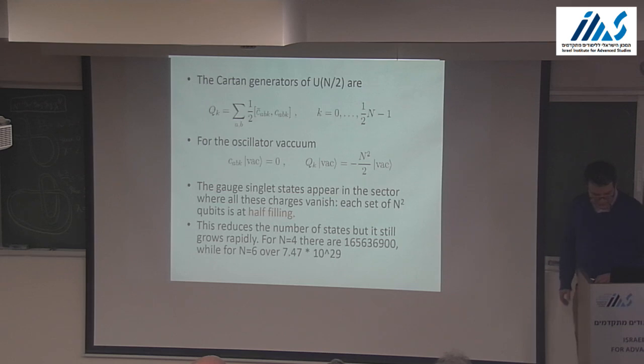And this cuts down the states a lot, because the total number of states is 2 to the 32, which is over 4 billion. But if you just look at having a half-filled sector in the first 16 qubits and half-filled in the second one, you just get 165 million. And this is actually well within what experts on Lanczos diagonalization can handle. In fact, I think the state of the art is already approaching billions of states.